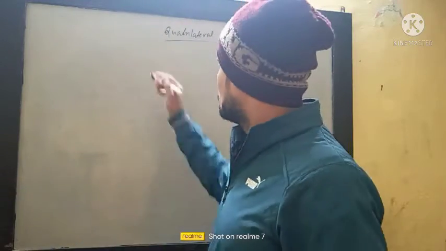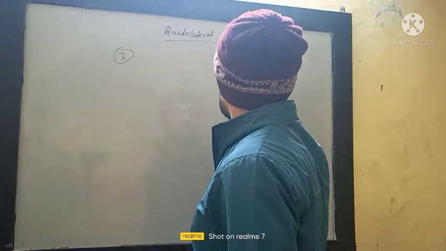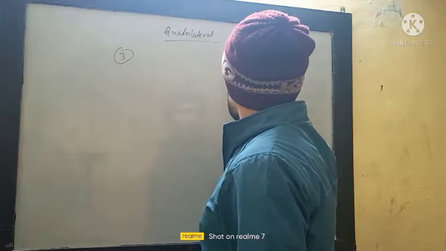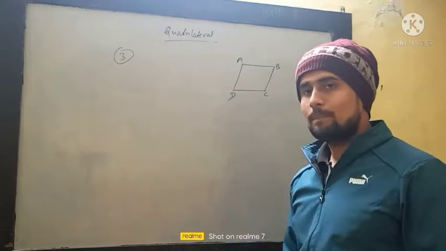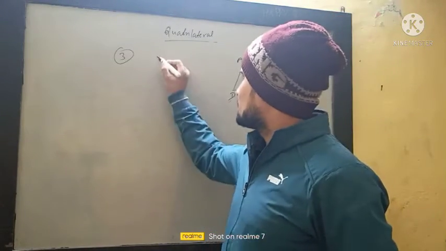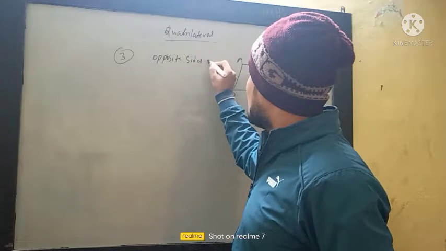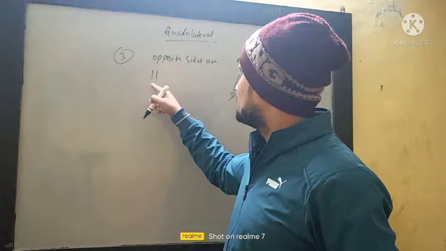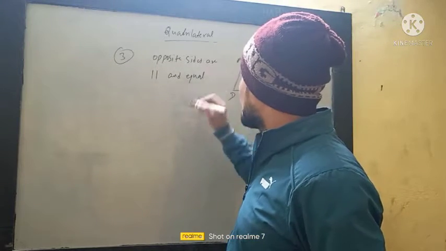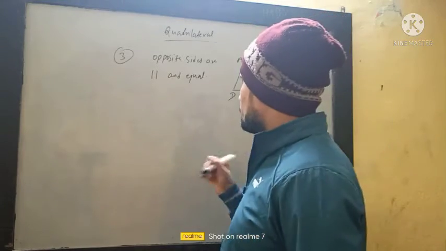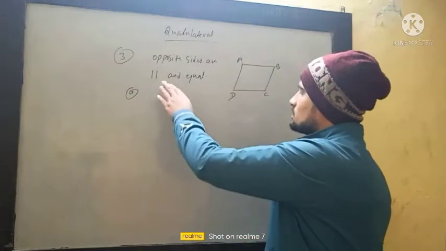Now we are going to discuss the rhombus. What is a rhombus? Take A, B, C, D. A rhombus is a quadrilateral whose opposite sides are parallel and also equal. Some of its properties we have already discussed.